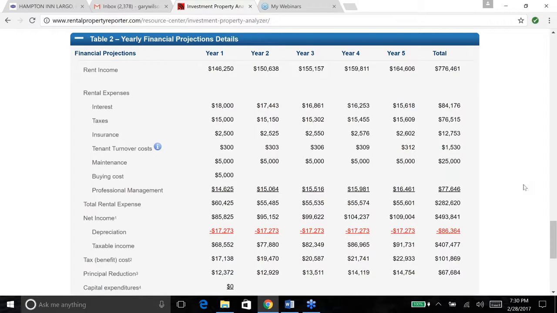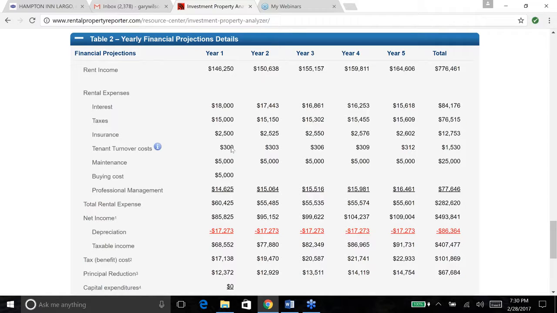This is yearly financial projections. You can see each year what the projections are for rental income. So that's your 12.5 times 12. That's what that figure is. Interest on your loans, 18,000. Taxes is 15,000. Insurance is 2,500. So if you look back at those assumptions we made at the beginning, that's what these numbers are coming from. Okay, remember that? Insurance was 0.5%. Taxes were 3%. Interest is 4.5%. That type of thing.